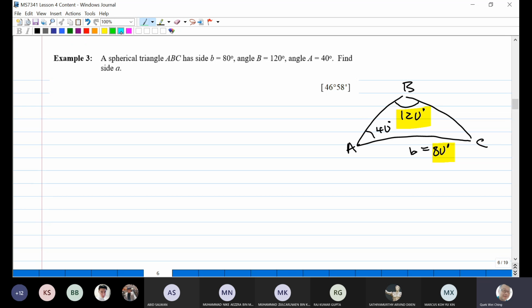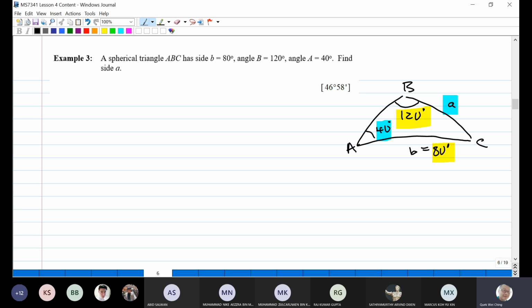Let's use a blue color here, and then find the side a. So a is what we want now. A very straightforward question. This one definitely cannot use Napier's rule, right? Because there is no right angle triangle unless you create a right angle. But anyway, you can use the sine law to do the calculation.